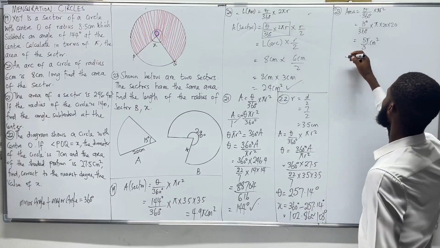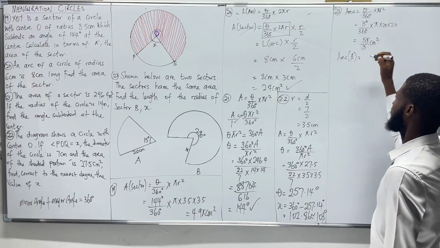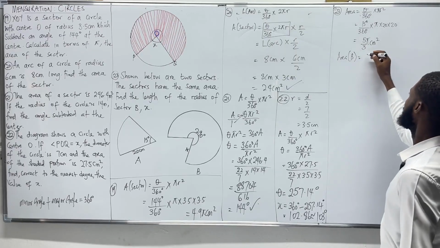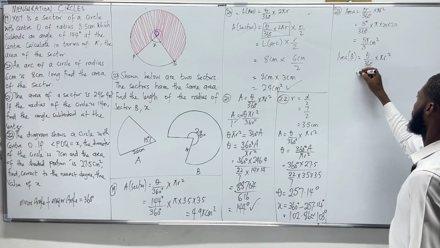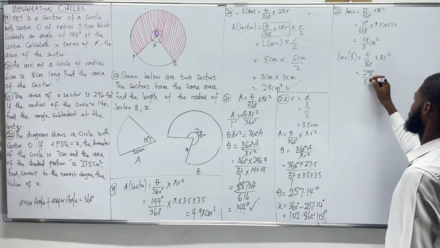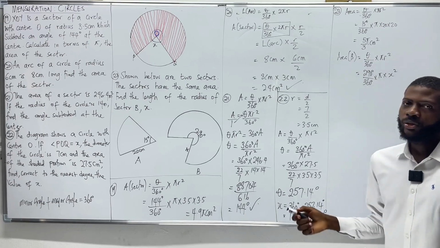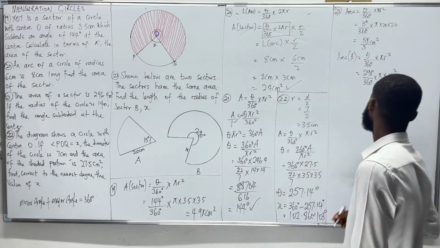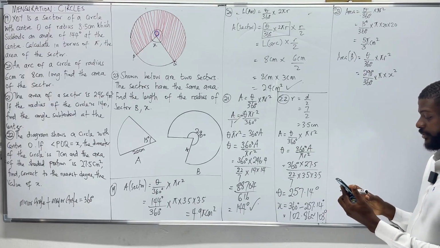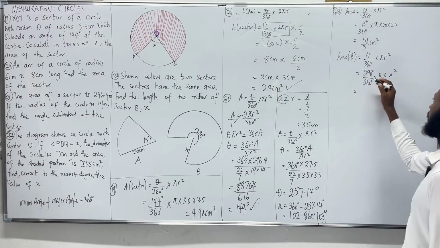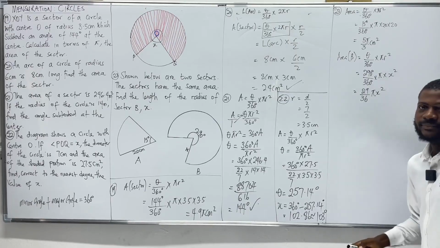Now, the area of sector B. So area of B, the formula is still the same. Theta over 360 degrees times pi r squared. So this will be 290 over 360 times pi times x squared, because we don't know the radius. The radius is x. So the next thing is, we're going to do 290 divided by 360. That's going to be 29 over 36. So this will be 29 over 36 pi x squared.